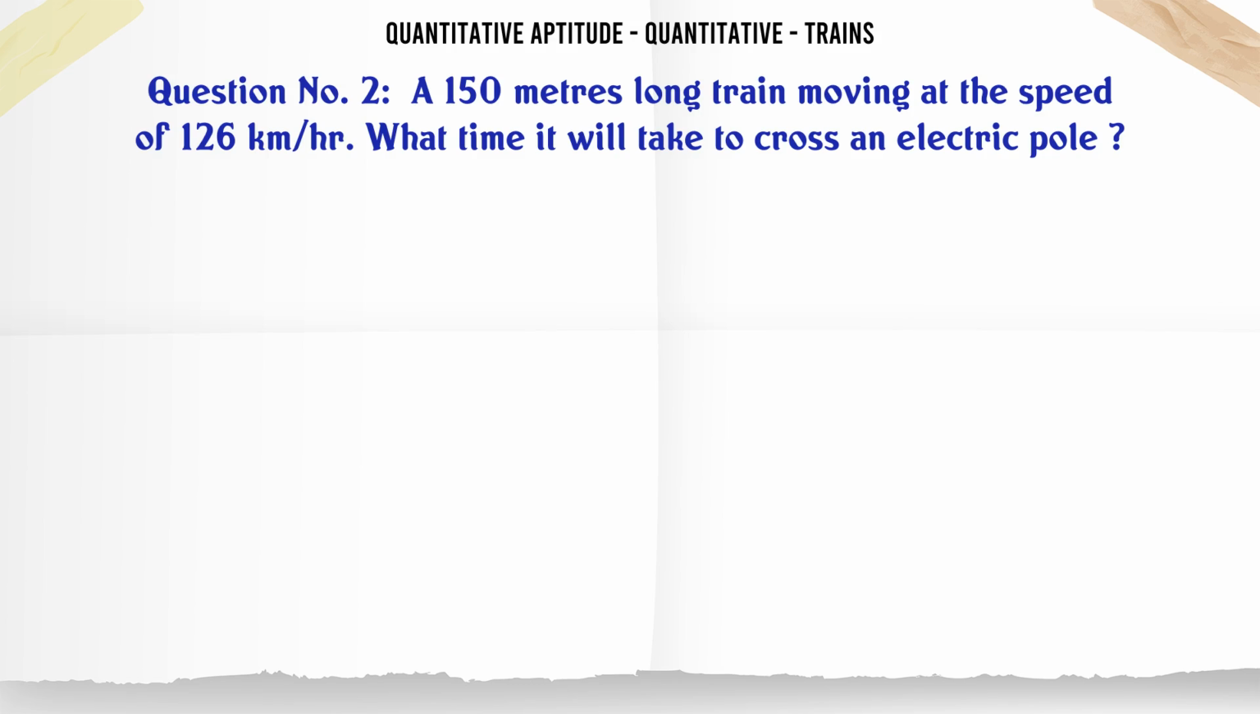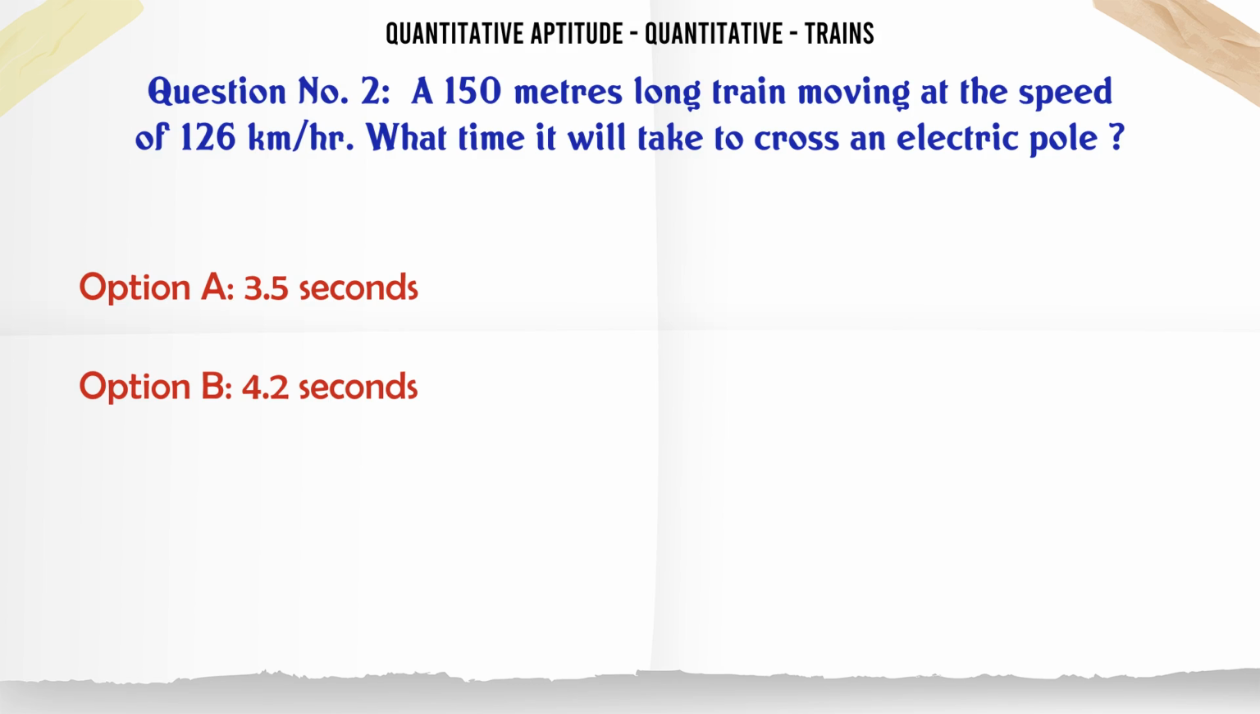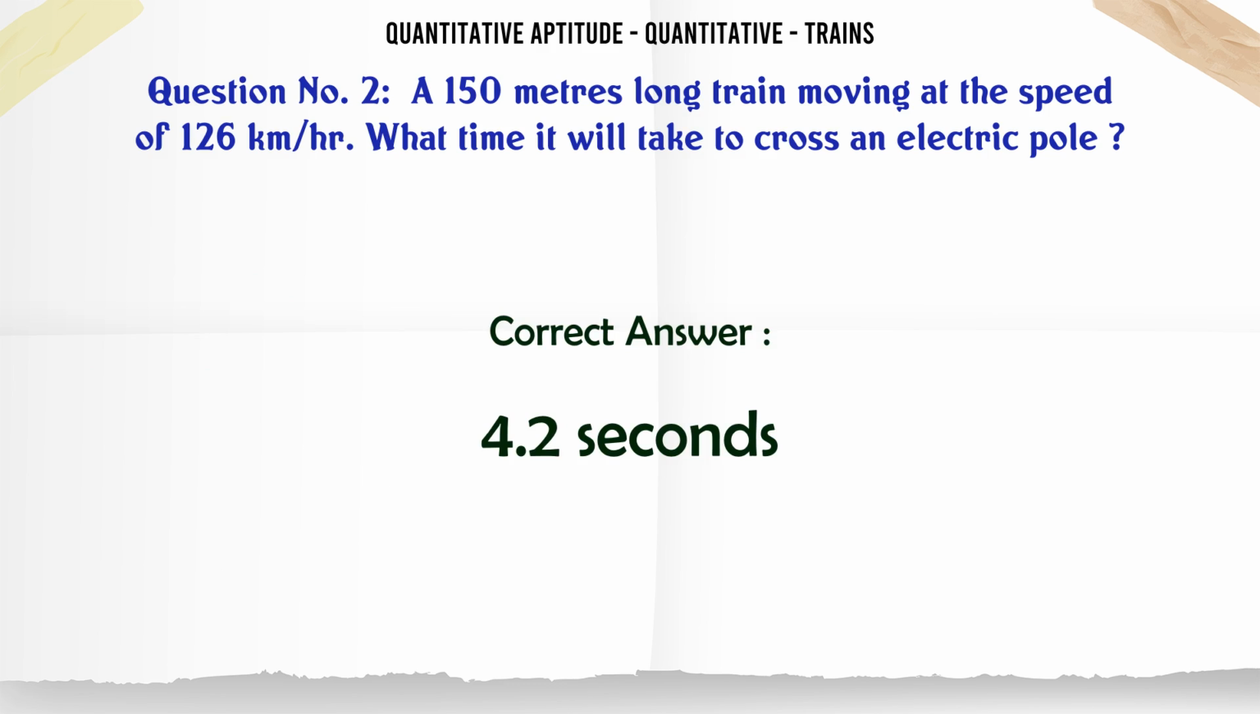A 150 meters long train moving at the speed of 126 km/h. What time will it take to cross an electric pole? A 3.5 seconds. B 4.2 seconds. C 5 seconds. D 6 seconds. The correct answer is 4.2 seconds.